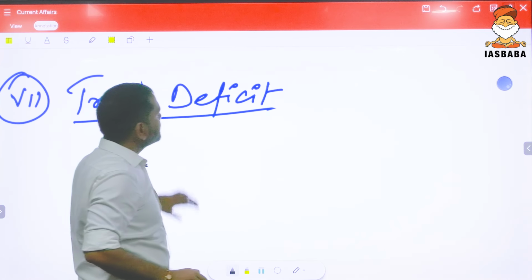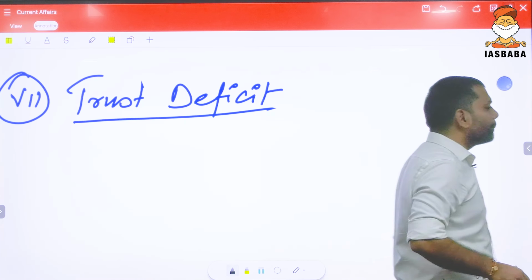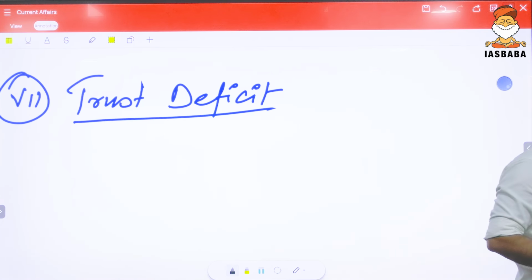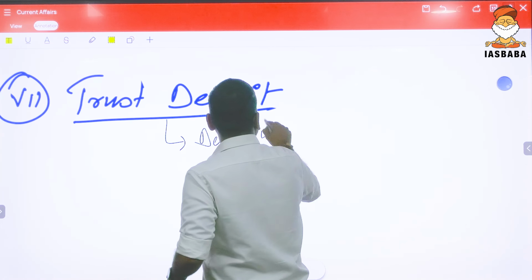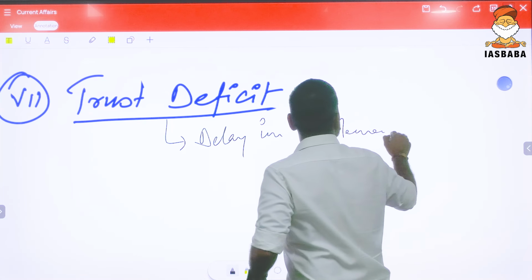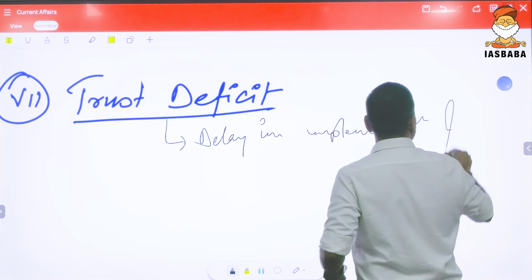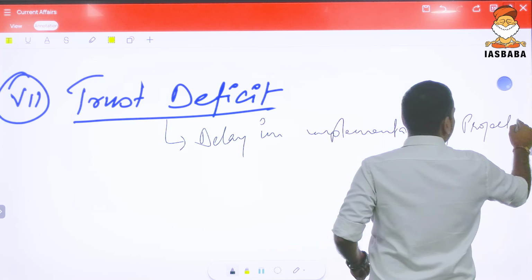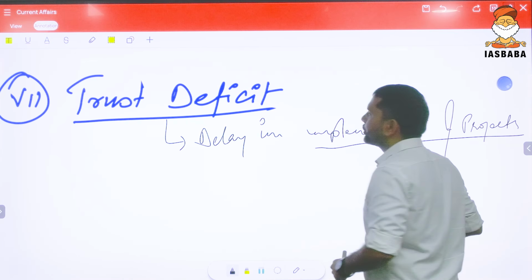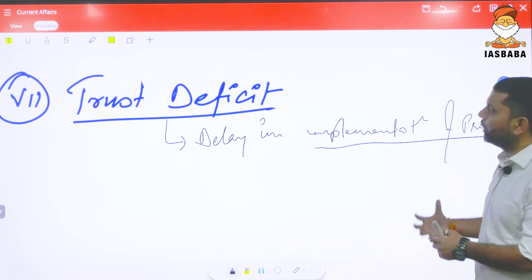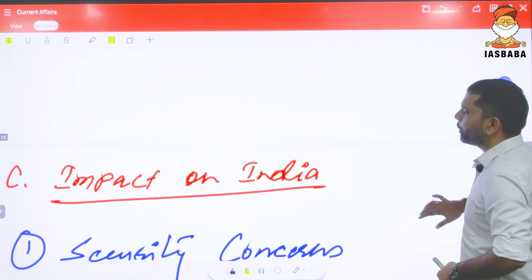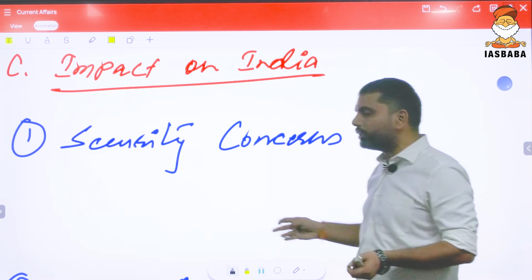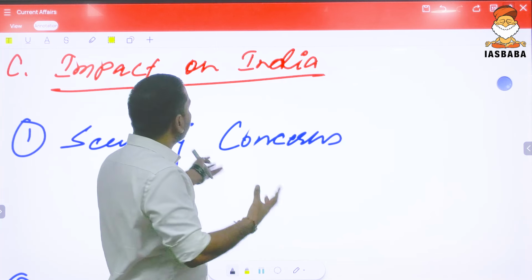And then comes this trust deficit between India and Nepal. And why is that trust deficit? Trust deficit comes because of delay in implementation of projects. You are getting my point? Delay in implementation of projects. So that brings trust deficit between the leadership of India and the leadership of Nepal. So that also is a problem, actually more because it is India's fault. So more trust deficit on part of Nepal.